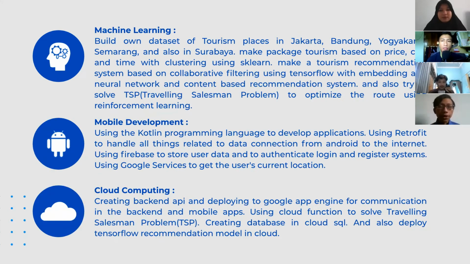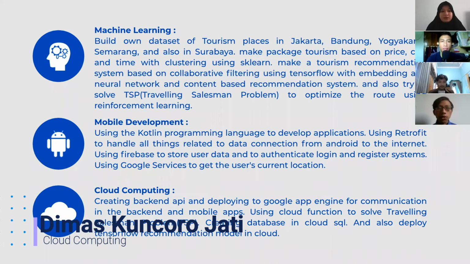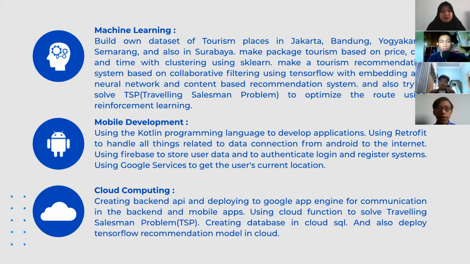First, from machine learning path, we have built a dataset of tourism places in Jakarta, Bandung, Yogyakarta, Semarang, and also in Surabaya. And also we have mixed tourism packages based on price, city, and time, with clustering using Scikit-learn. Also make a tourism recommendation system based on collaborative filtering using TensorFlow with embedding and neural network, and also make a content-based recommendation system and also try to solve TSP or traveling salesman problem to optimize the route using reinforcement learning.